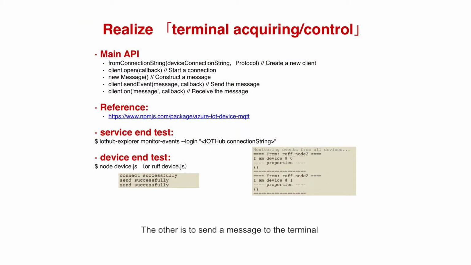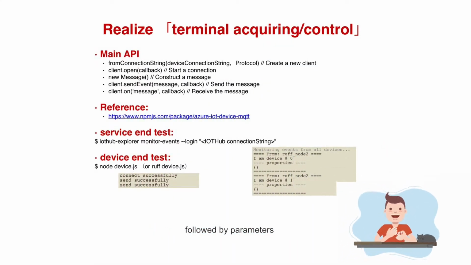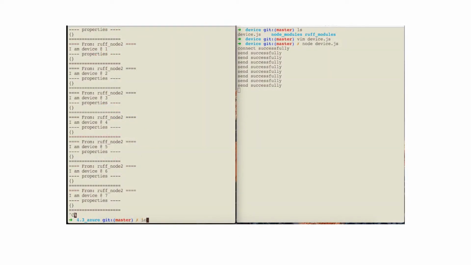The other is to send a message to the terminal. Here, we use the subcommand send, followed by parameters. One is the device ID, and it's Ruff Node 2, as we created just now. The other is the message. Let me demonstrate the IoT Hub Explorer here. Send Ruff Node 2.